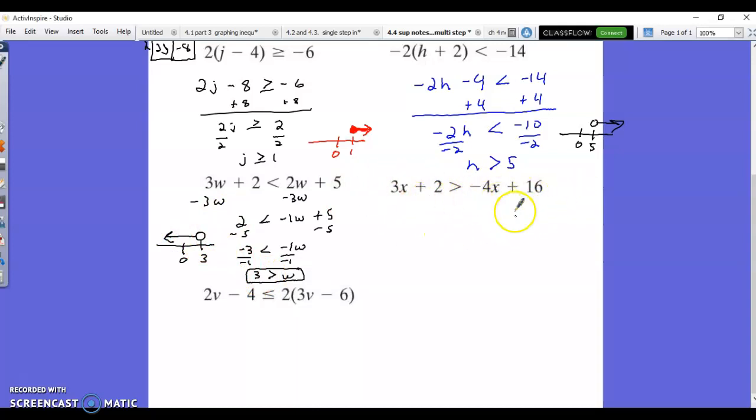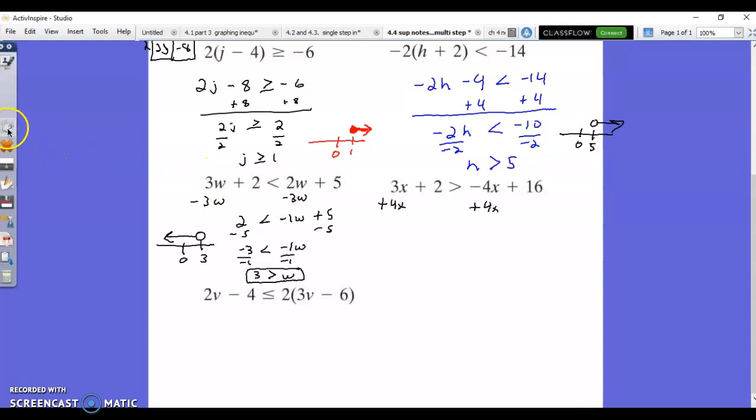Again, we have variables on both sides, so isolate variables on one side, constants on the other. As you get more comfortable with solving these, you could have subtracted 2 here, and then we don't have to worry about a negative variable at the end. We wouldn't have to flip the sign. So if we think about it that way, I see the negative 4x. Let's add 4x to both sides. That's going to keep this variable term positive.